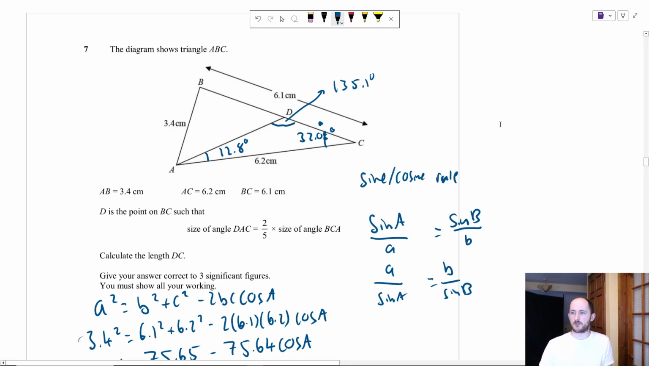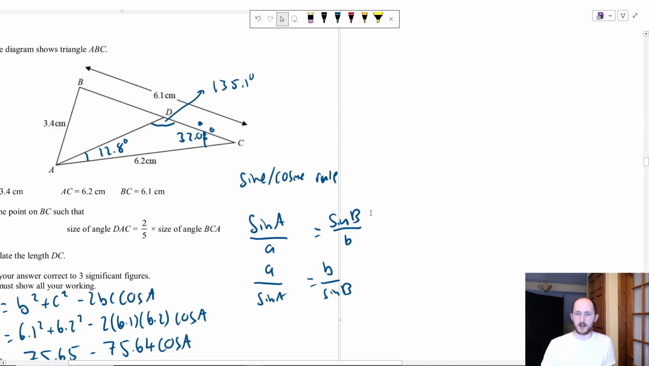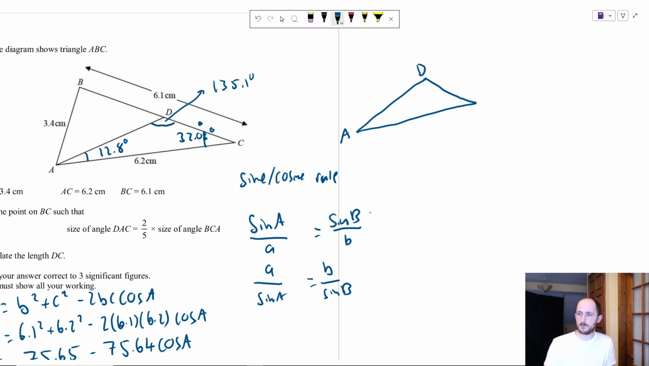So if I were to draw this triangle out again, just to make our lives a bit easier, because I've kind of ruined this diagram. If I draw the exact same triangle out again, right? That's 12.8 degrees. That's 32.08. And this is 135.1 degrees. And we want to work out this side, right?